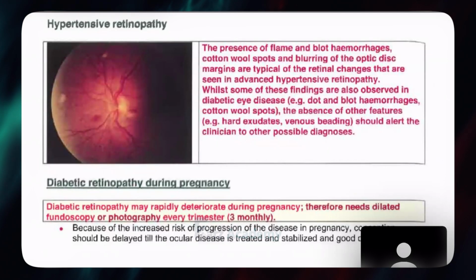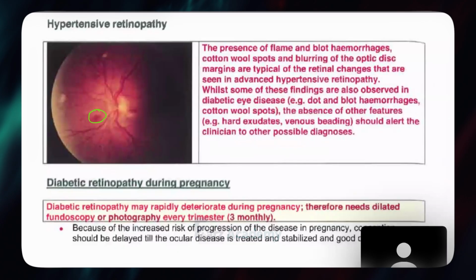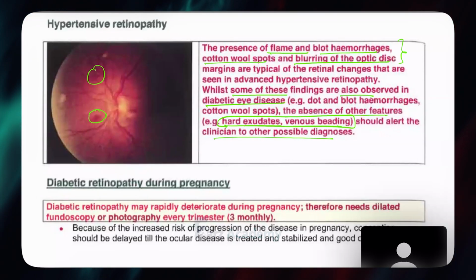Don't worry, we shall discuss hypertension also. Just giving the image of hypertension first. So, in hypertensive retinopathy, why did I show it first? See, these are the typical clues. The flame hemorrhages, dot blot hemorrhages, cotton wool spots, blurring of the optic disc. Some of these findings are also seen in diabetic eye disease, but the hard exudates and the venous bleeding are absent. So these findings, which you commonly associate with diabetic and hypertensive retinopathy, are common in both. But the hard exudates and the venous bleeding will be common in the diabetic changes, and are not so common in the hypertensive changes.